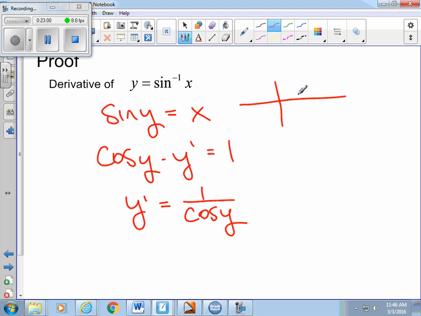So let's draw a picture. I know the sine of y equals x. Do you agree that means y is an angle? And that means the opposite side is x and the hypotenuse is 1. Sine is x over 1, opposite over hypotenuse. Everyone agree with that? Could I find a third side? Yep, Pythagorean theorem: 1 squared minus x squared, square rooted. Everyone agree with that? What is the cosine of y? Adjacent over hypotenuse.